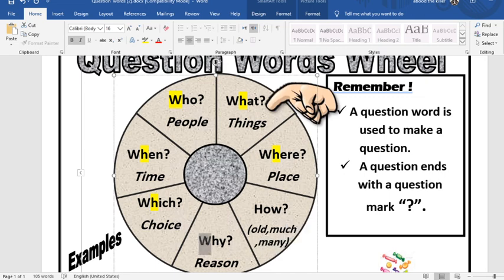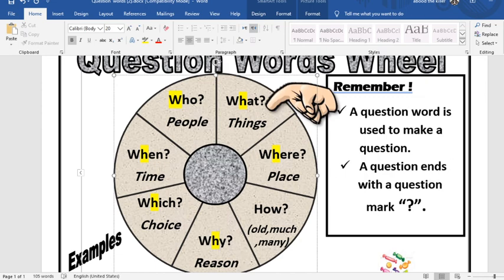The last one that you need to know is why. Also, the silent letter in why is the H. We use why to ask about the reason, as the answer should start with because.